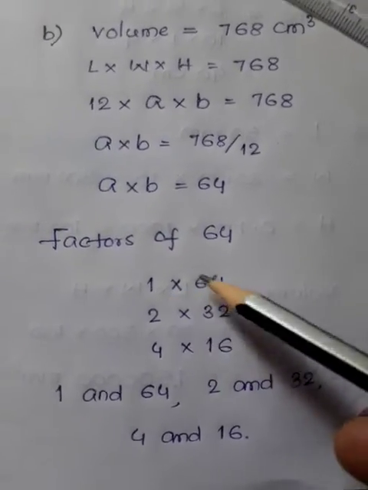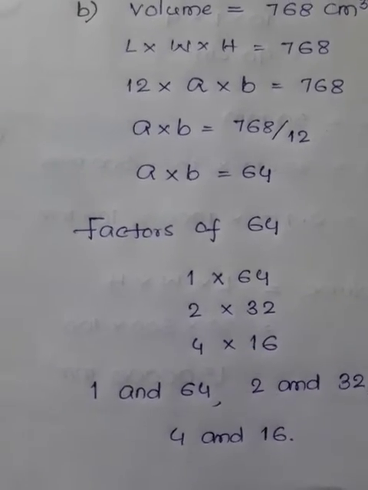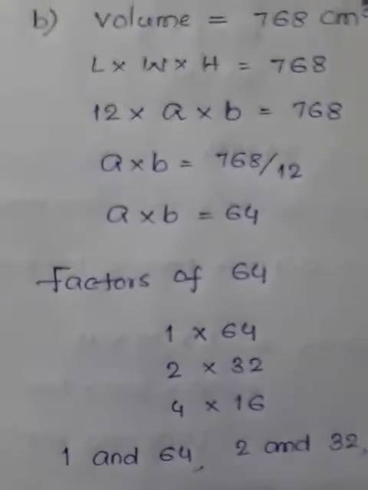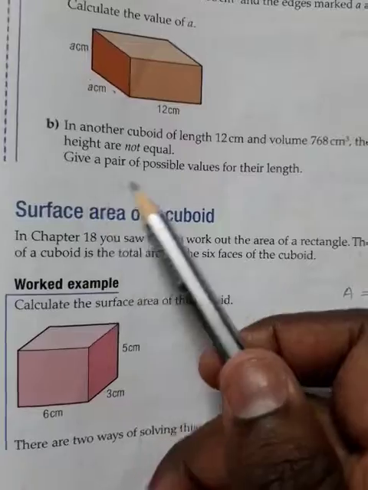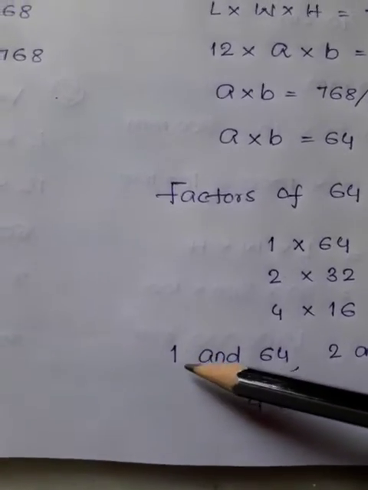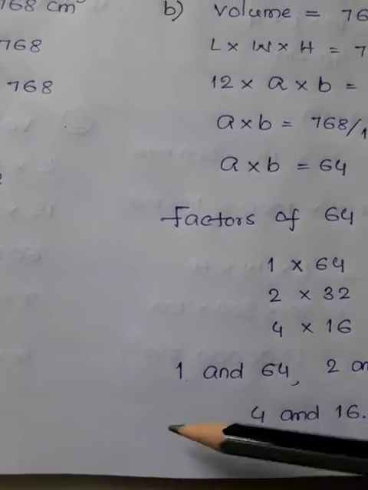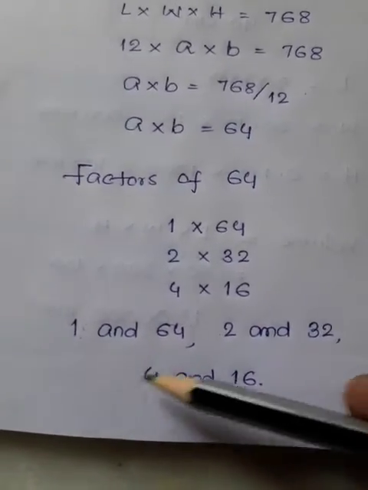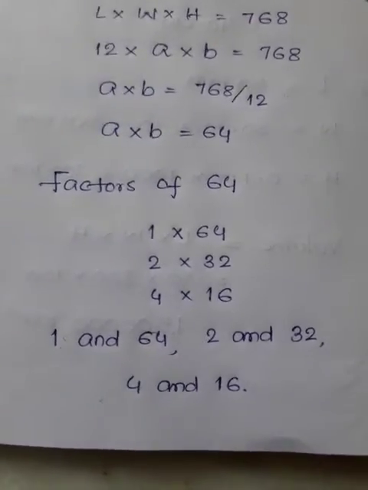It can be 1 into 64, 2 multiplied by 32, 3 table there is no 64, 4 table possible, 5 table no 64, 6 table not possible, 7 table no, 8 table 8 eights, but that is already done. Because it asks for a pair of possible values, the width can be 1 and height 64, or width 64 and height 1, or 2 and 32, or 4 and 16. When I multiply 4 into 16 into 12, you will get 768.